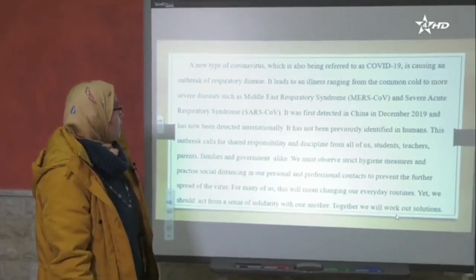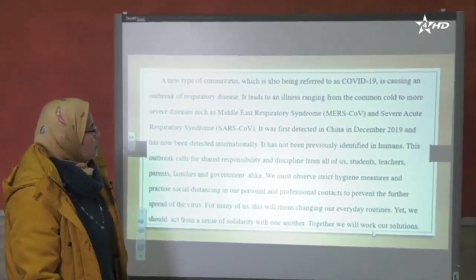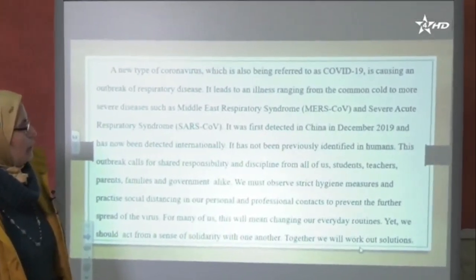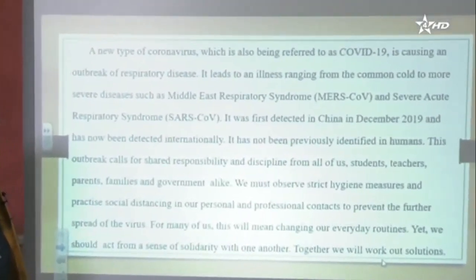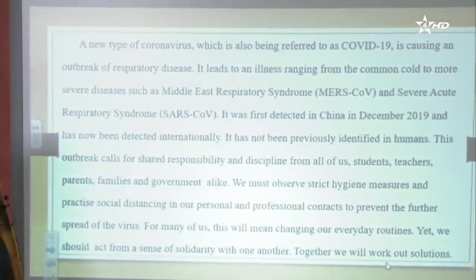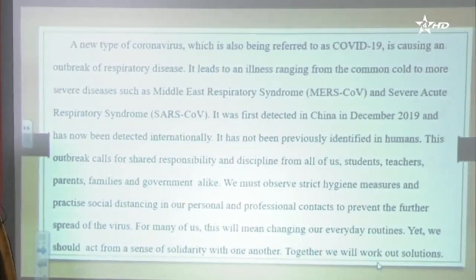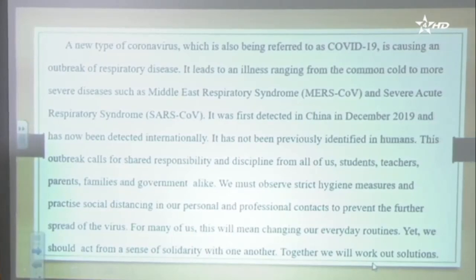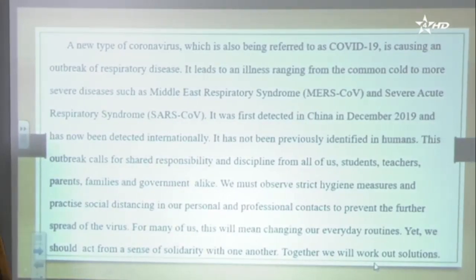A new type of coronavirus, which is also being referred to as COVID-19, is causing an outbreak of respiratory disease. It leads to an illness ranging from the common cold to more severe diseases such as Middle East respiratory syndrome and severe acute respiratory syndrome. It was first detected in China in December 2019 and has now been detected internationally. It has not been previously identified in humans.